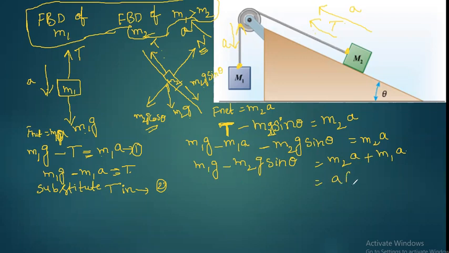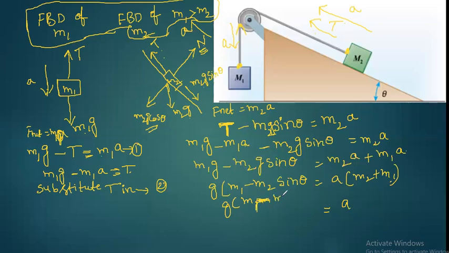So can I take a as common? M2 plus M1, which is equal to, can we take g also common here? g into M1 minus M2 sin theta. Okay. Now what about a we are getting? a is equal to g into M1 minus M2 sin theta upon M2 plus M1. Okay.